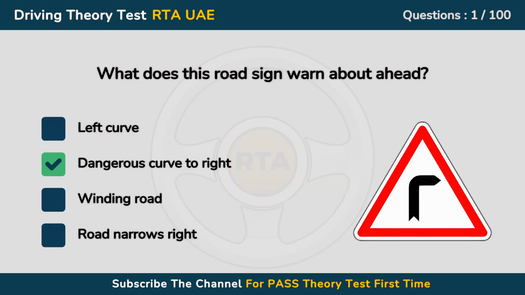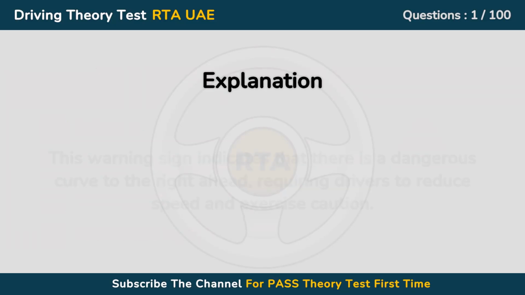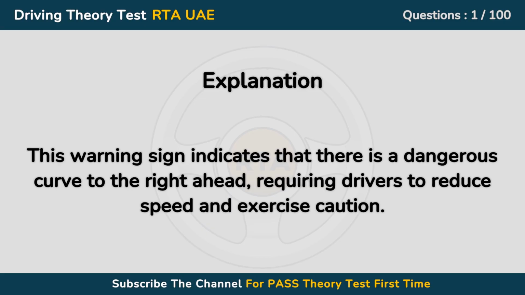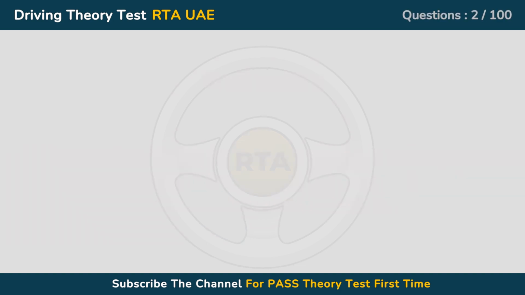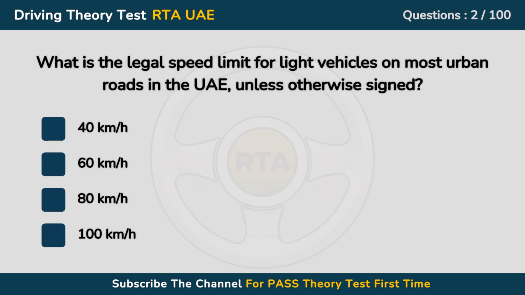Answer is B. Dangerous curve to right. This warning sign indicates that there is a dangerous curve to the right ahead, requiring drivers to reduce speed and exercise caution.